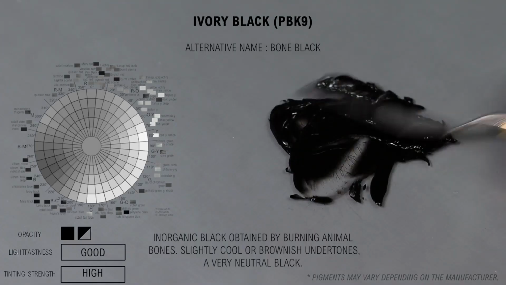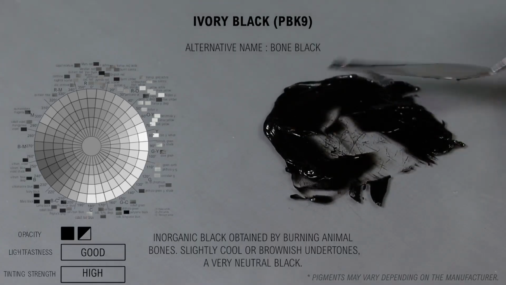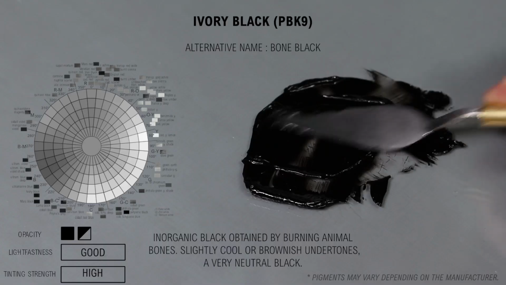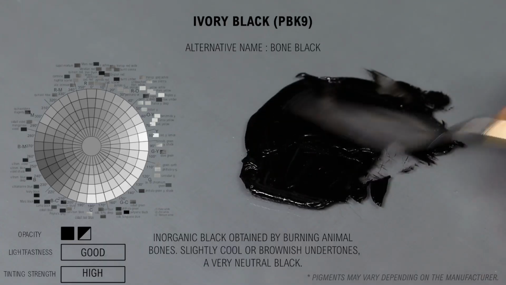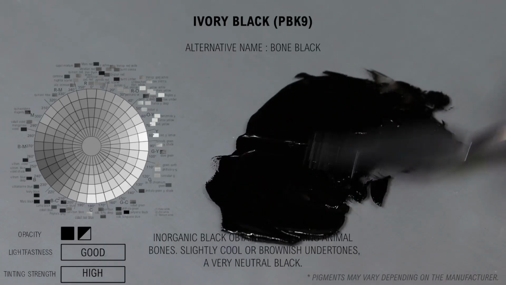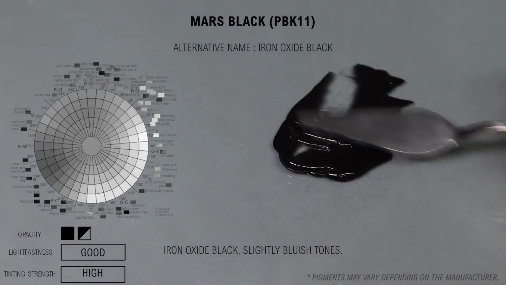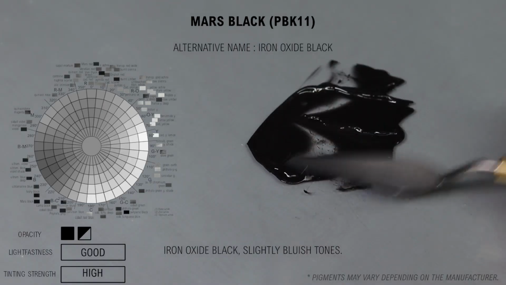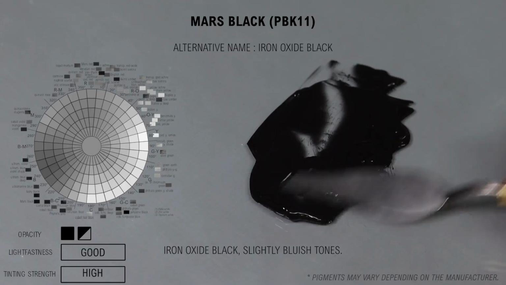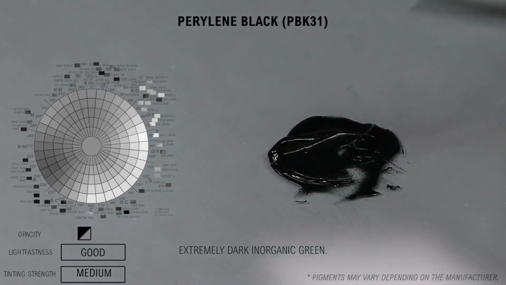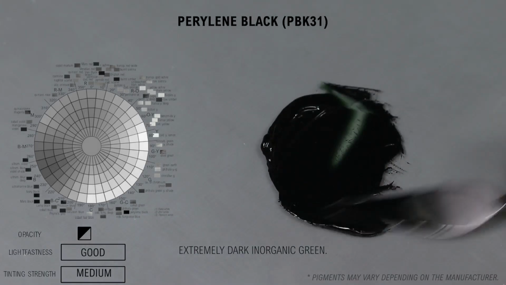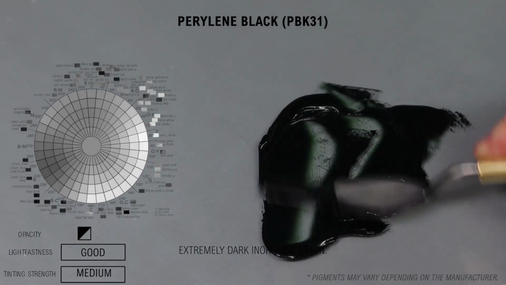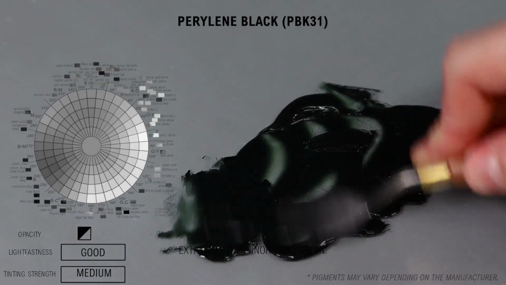Ivory black is an inorganic black obtained by burning animal bones. It can be slightly cool or have brownish undertones. It's a very neutral black. Mars black is an iron oxide black with slightly bluish tones. Perylene black is not technically a black, it's an extremely dark inorganic green.